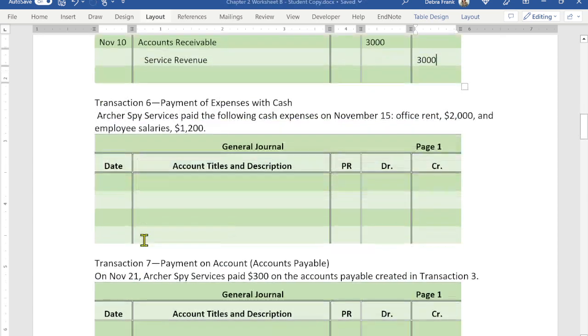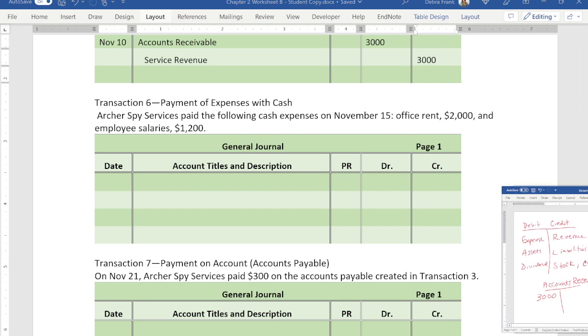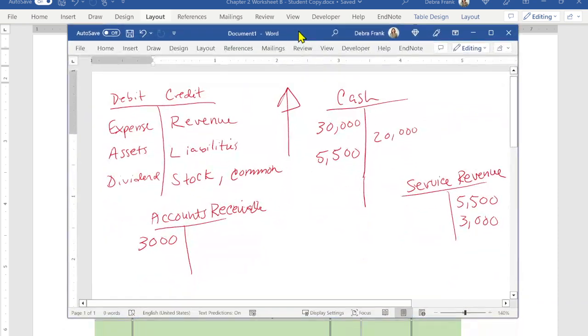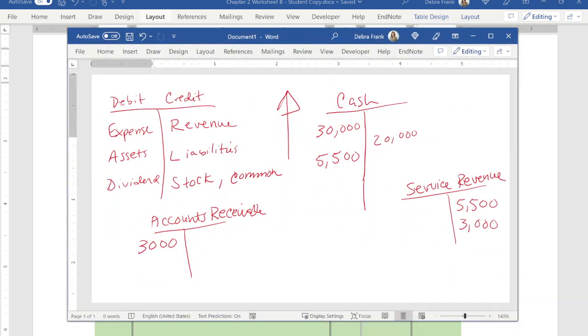Next one we have is payment of expenses with cash. So they paid the following cash expenses on November 15th. There's a compound entry. So we can see there's more than 2 accounts affected. I even gave you an extra space as well. We're going to have 3. We have 2 expense accounts and then also cash, because cash was paid out. All right, we can handle that. So we have two expense accounts that we now need to record.